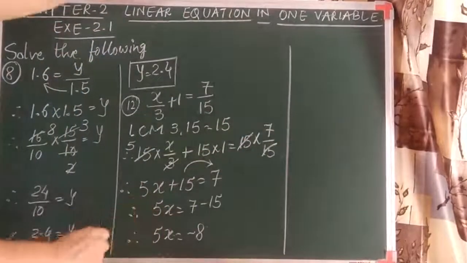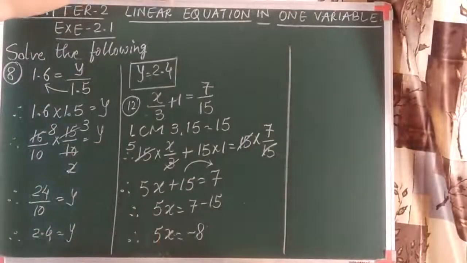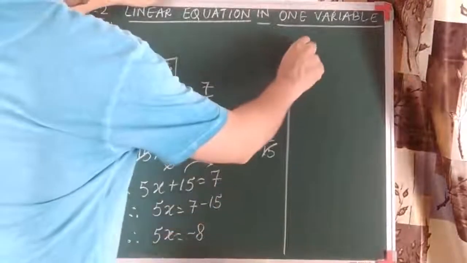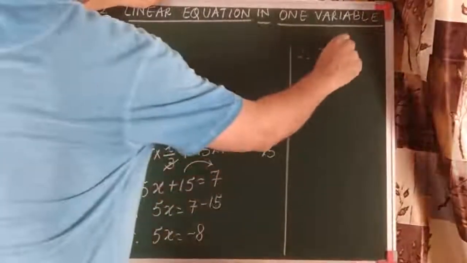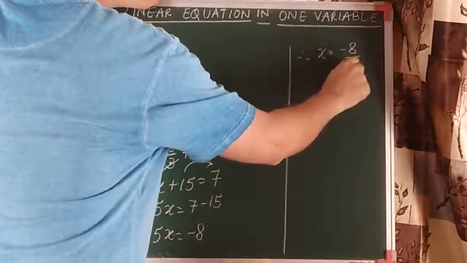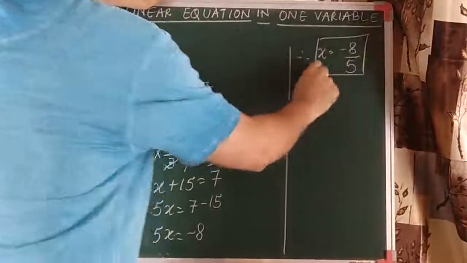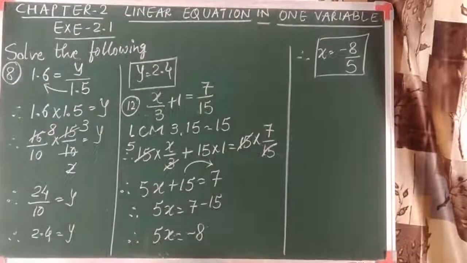So now I have to take 5 to the right hand side. When I will take 5 to the right hand side, look at the relation of 5 with x. तो 5 कहाँ जाएगा? Obviously it goes in the denominator. So the value of x is minus 8 upon 5. So this is the solution of this equation.